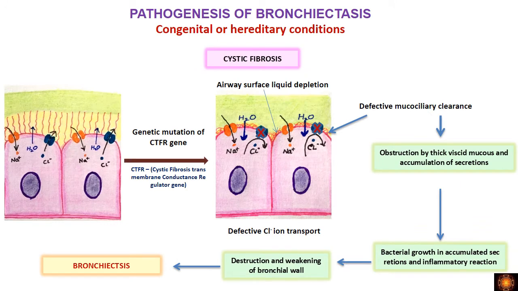Now in the hereditary conditions, I told you we have cystic fibrosis, Kartagener syndrome, and immotile cilia syndrome. So we'll see this. Cystic fibrosis is a condition where we have mutation of the CFTR gene. Now normally when we see the lining epithelium, we have a ciliated pseudostratified columnar epithelium. On the surface of this ciliated epithelium we have a liquid which contains salt and water, and on the surface of this salty solution we have a thick mucinous layer.